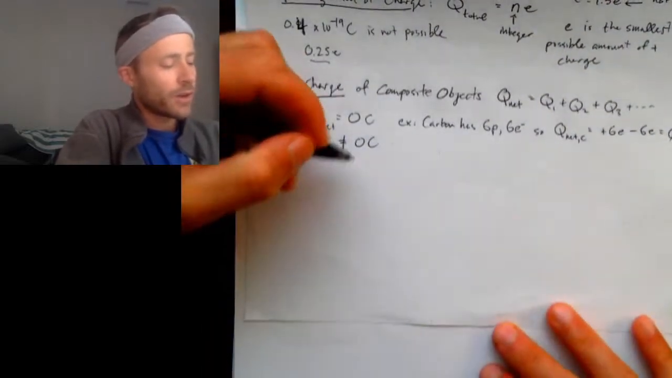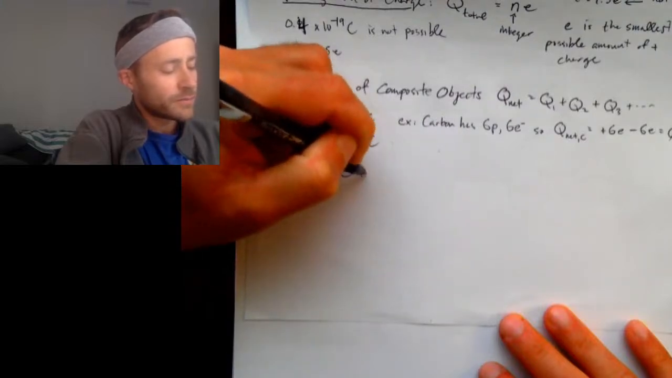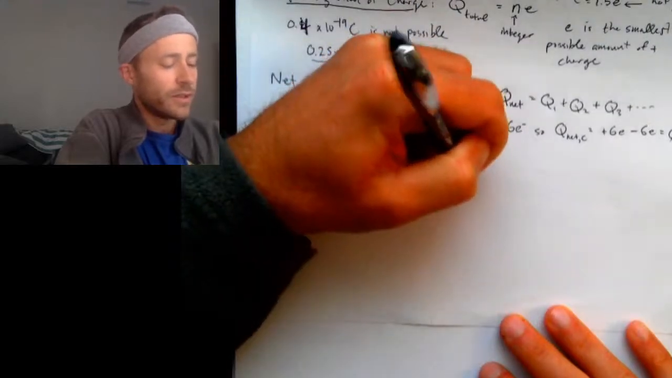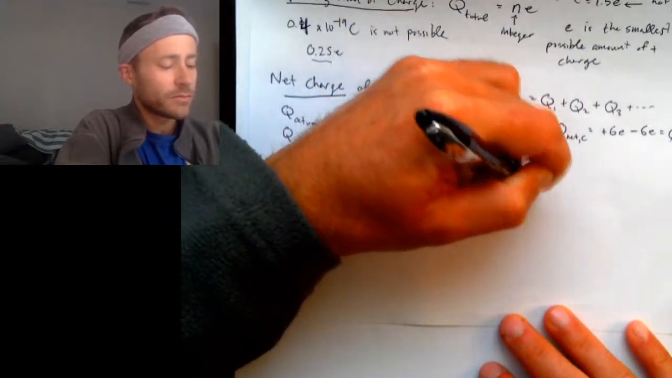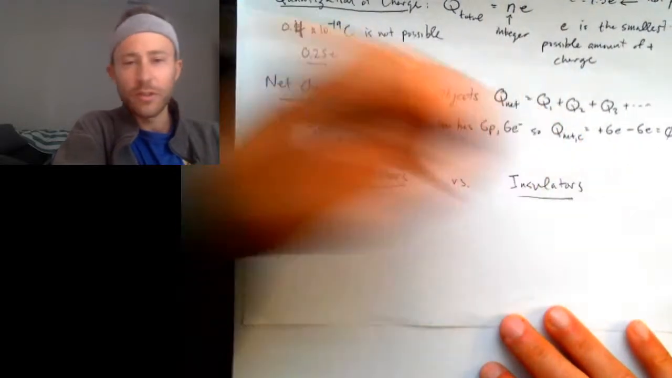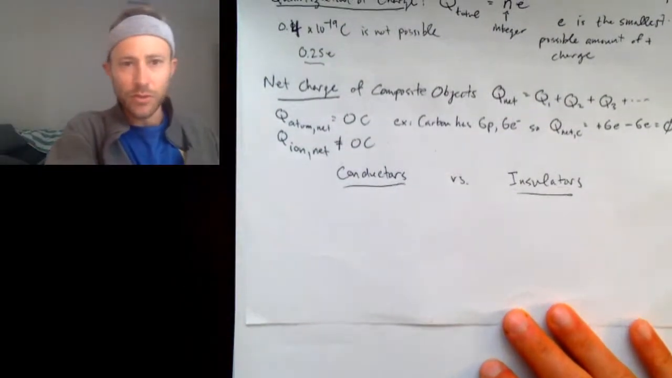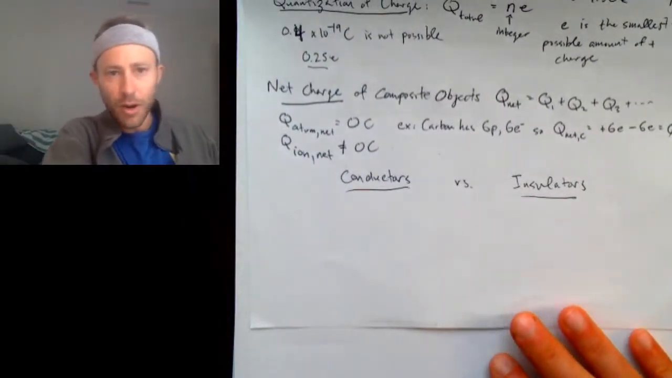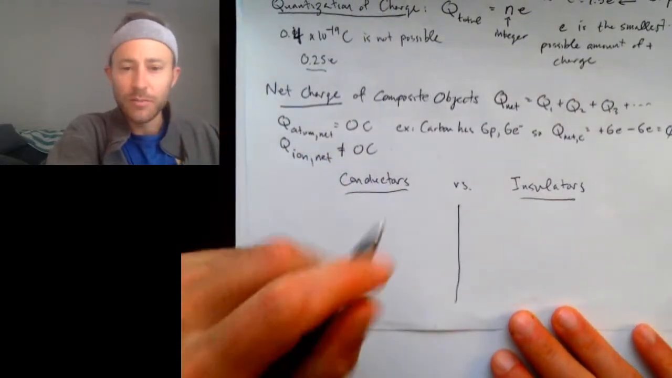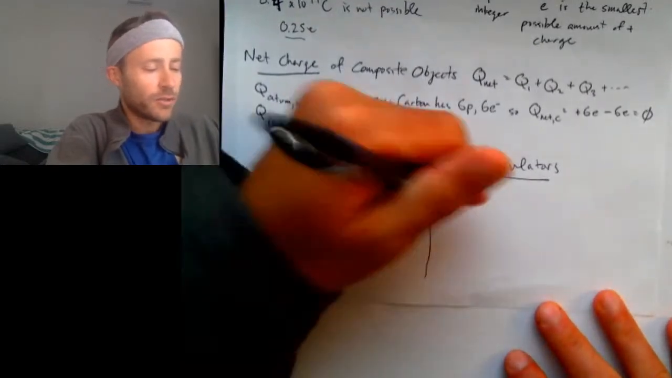So I wanted to talk about conductors versus insulators. So this is a way to classify materials. We can broadly classify materials as either a conductor or an insulator. And so I guess I'll start with an insulator.